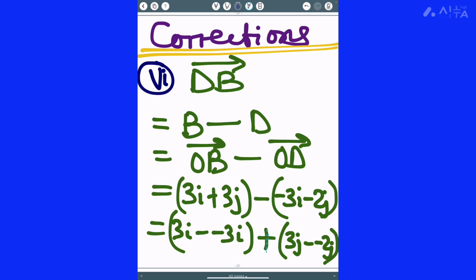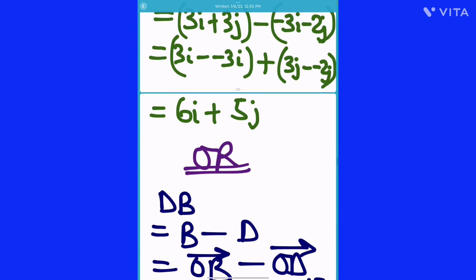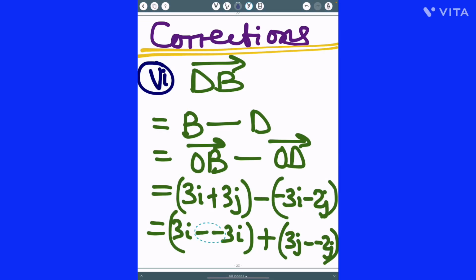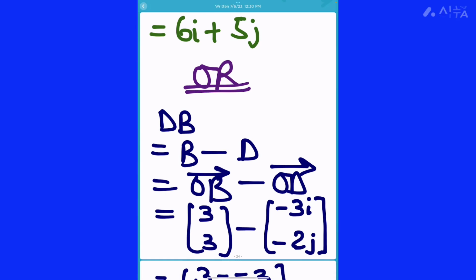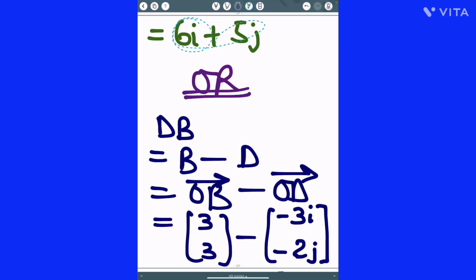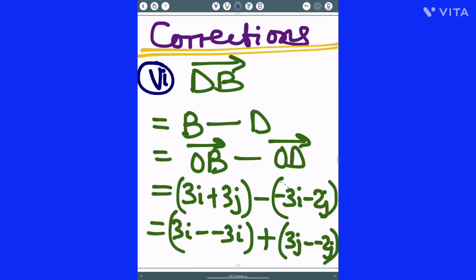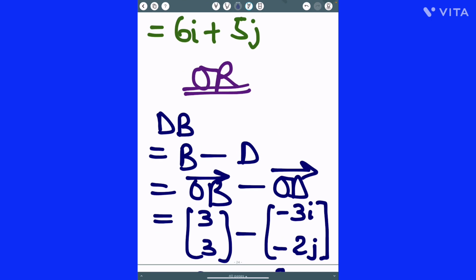The two sets of coordinates will be separated by a plus. So this will give me what? 3i minus 3i is 6i, and 3j minus 2j is 3j plus 2j, that's 5j. So my vector DB is 6i plus 5j. This is how it looks in the coordinate form, but I can do it in the column form. This always looks clearer.